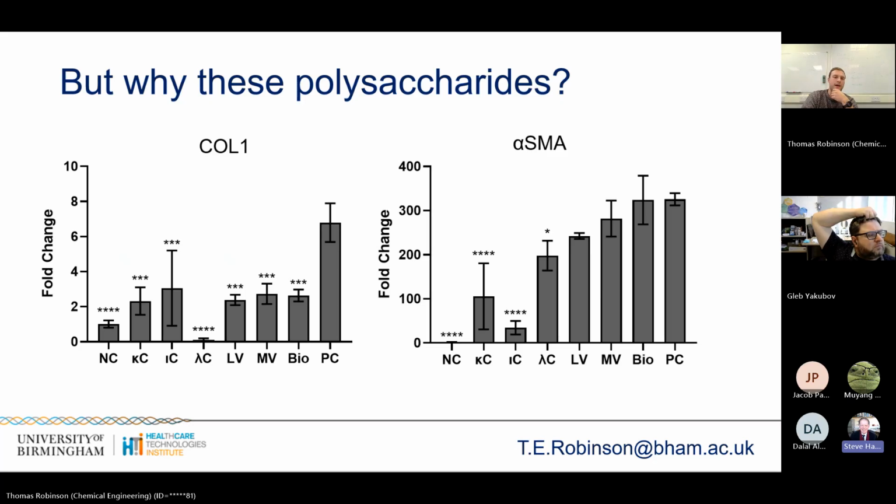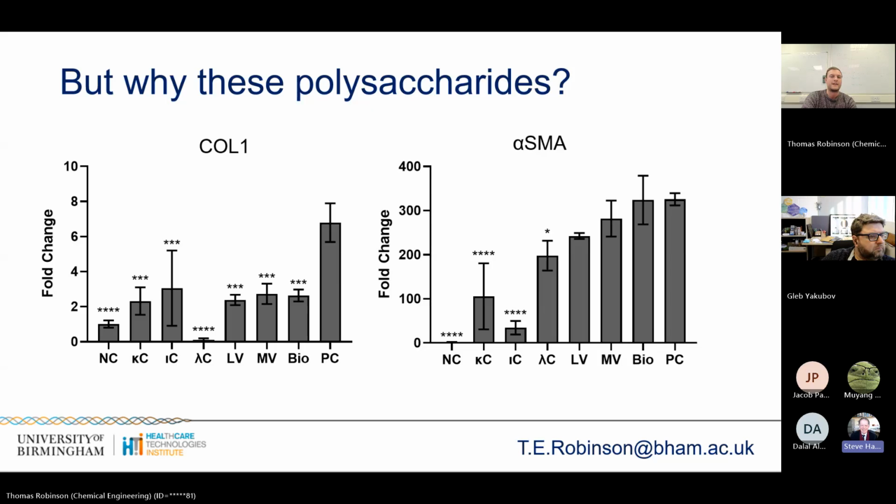Equally, in those other 3 bars, LV, MV, and bio are essentially different types of alginate, which I mentioned does have some, but not as much, biological activity. And again, not through the collagen readout, but certainly through the alpha SMA readout, it appears that increasing molecular weight increases its activity, on a weight-to-weight basis. So this is essentially what we're trying to tease out now.